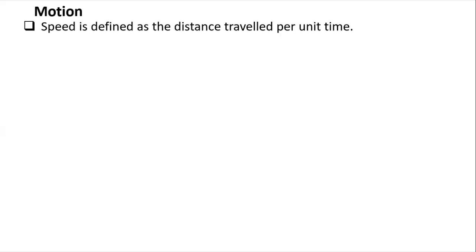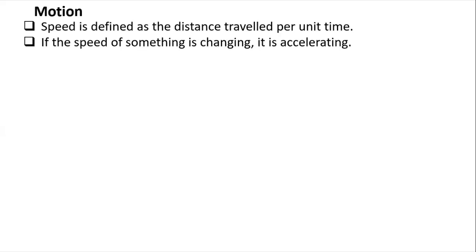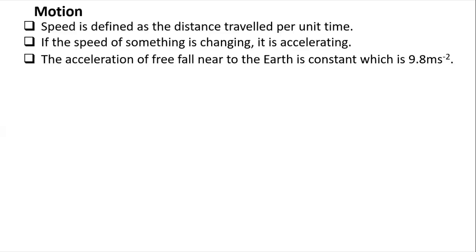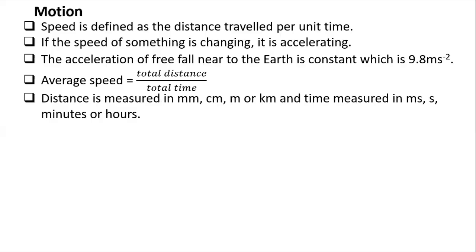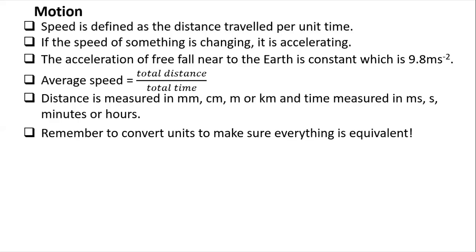The motion. Speed is defined as the distance traveled per unit time. If the speed of something is changing, it is accelerating. The acceleration of free fall near to the earth is constant, which is 9.8 meters per second per second. Average speed is equal to total distance divided by total time. Distance is measured in millimeters, centimeters, meters or kilometers and time is measured in milliseconds, seconds, minutes or hours. Remember to convert units to make sure everything is equivalent.